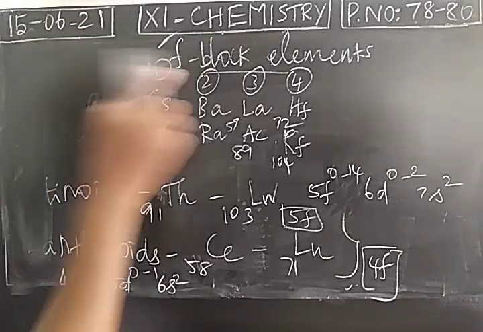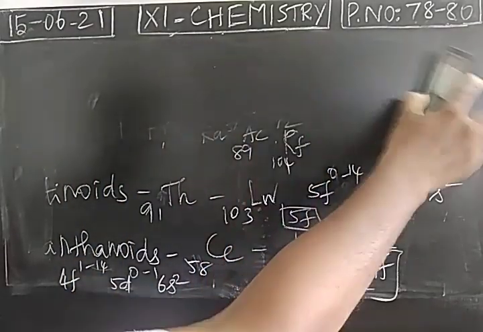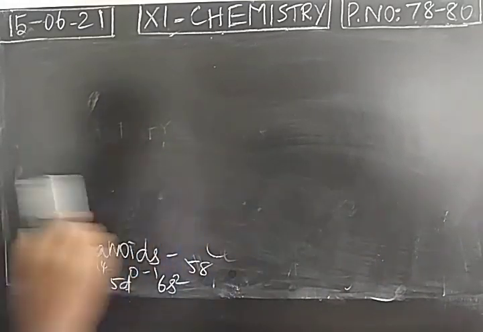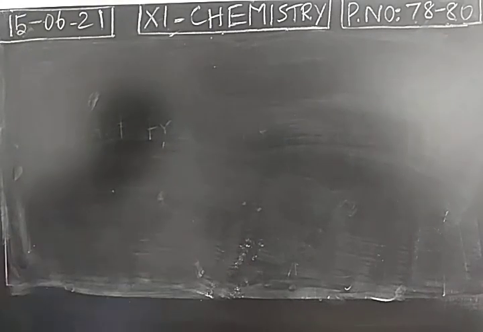So the modern periodic table has 4 blocks based on the outermost orbital: S block, P block, D block, and F block. And in each block of elements, we have names like boron family, carbon family, alkali metals, everything we have completed.